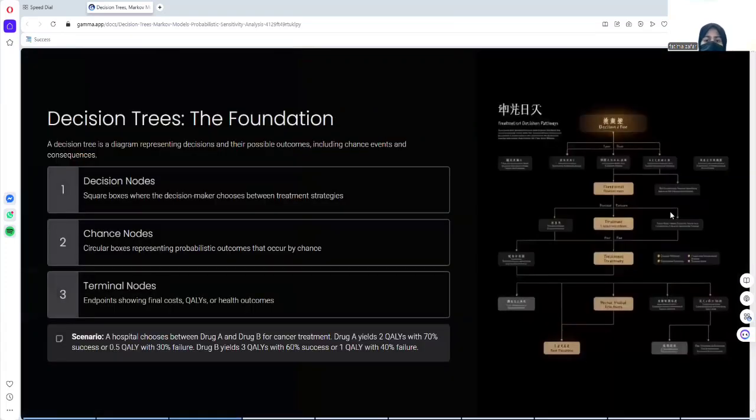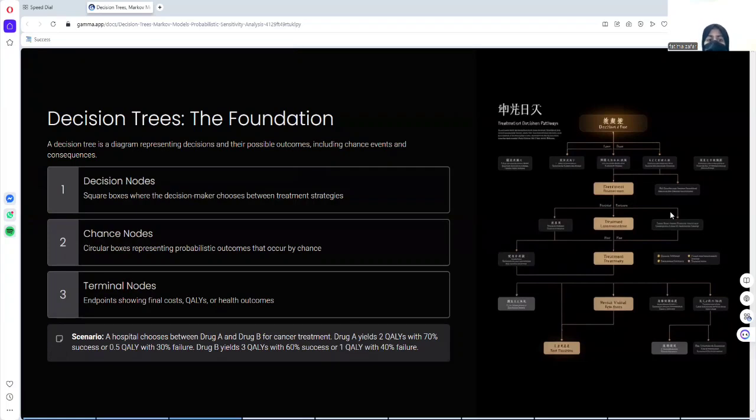Now, first of all, we will see decision trees. As we have a concept about decision trees, in which we have to take decisions, and upon that decision, there is a conclusion. A decision tree is a diagram representing decisions and their possible outcomes, including chance events and consequences. So, what are the decision nodes?